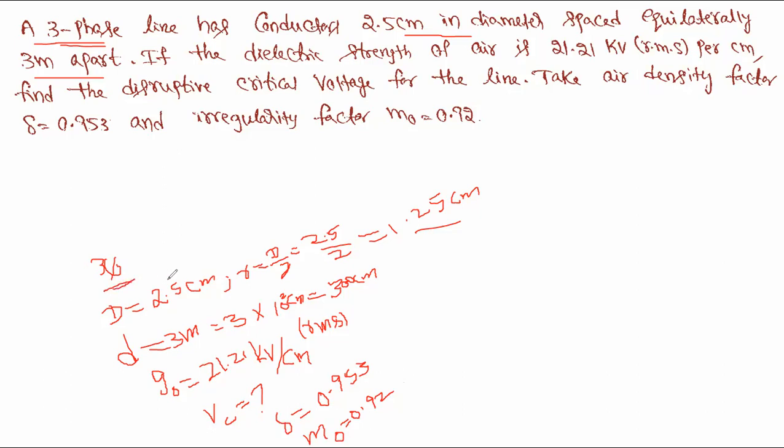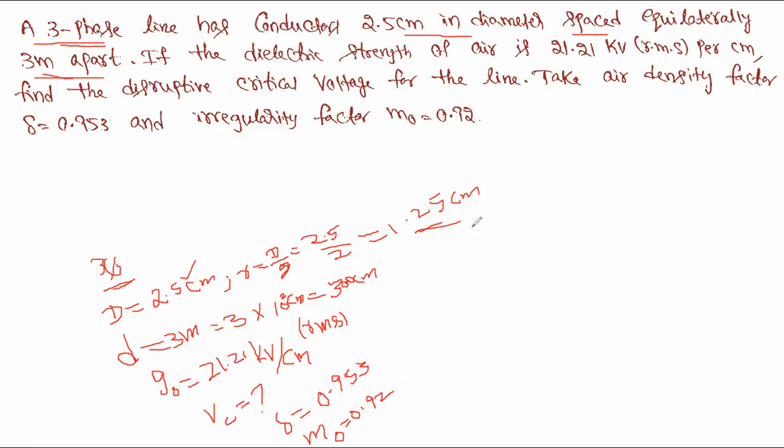The system is a 3-phase system and the diameter is 2.5 centimeter, but we require the radius, which is half of the diameter, d by 2, and we get 1.25 centimeter. Spaced equilaterally means that all the sides should be equal in a 3-phase system.